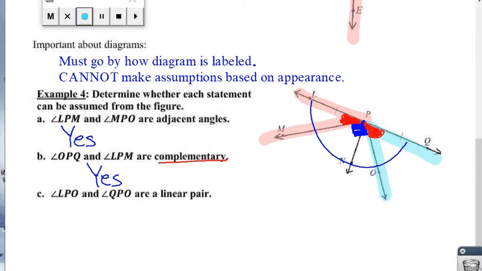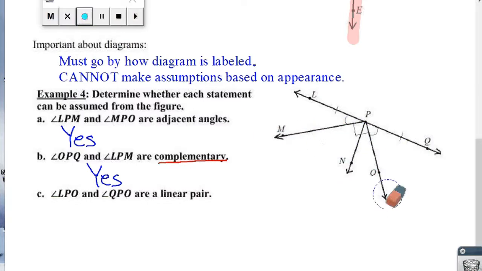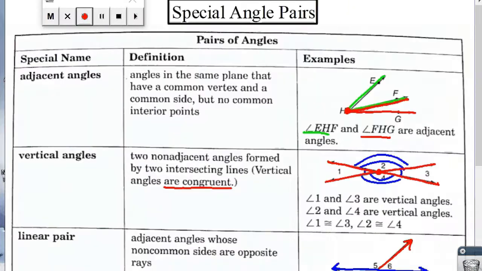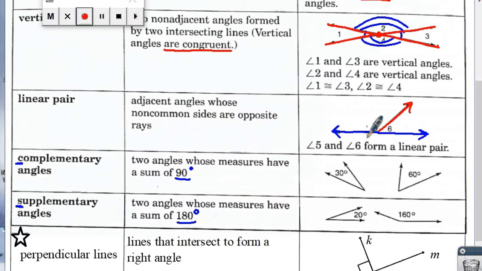Now, last up. They want us to say if we can determine that angles LPO and QPO are a linear pair. Now, what does it mean to be a linear pair? A linear pair is this: adjacent angles whose non-common sides are opposite rays. So they're adjacent and they form a straight line.